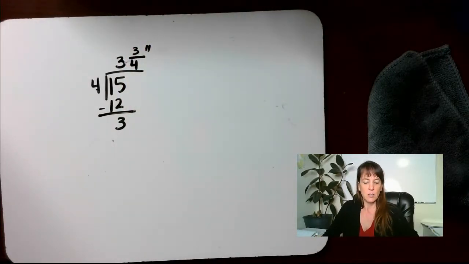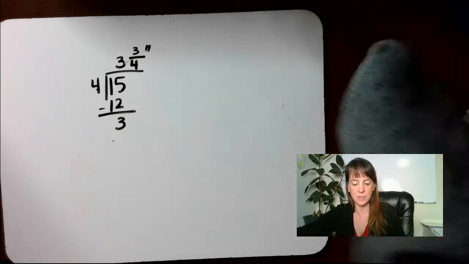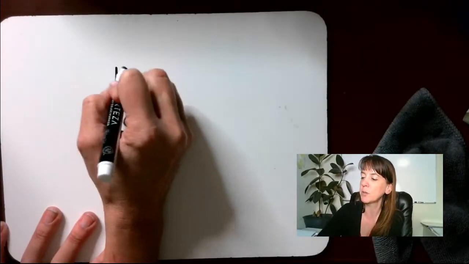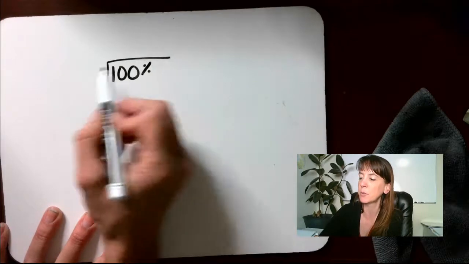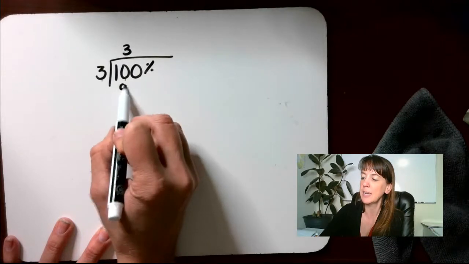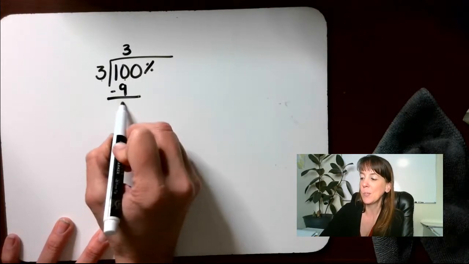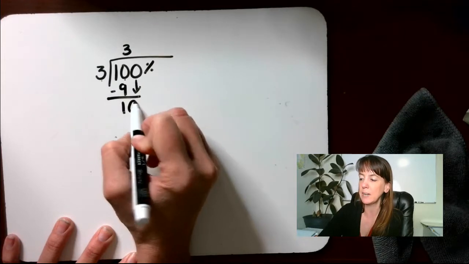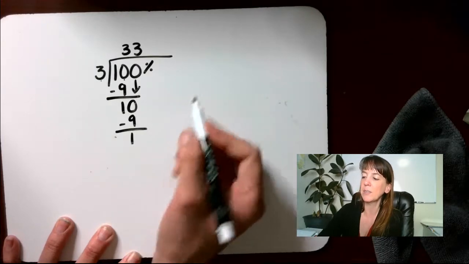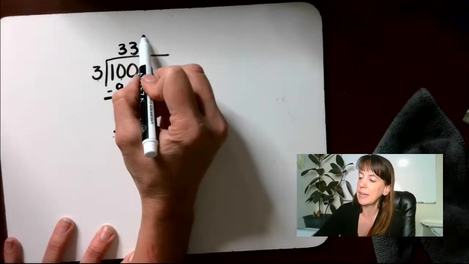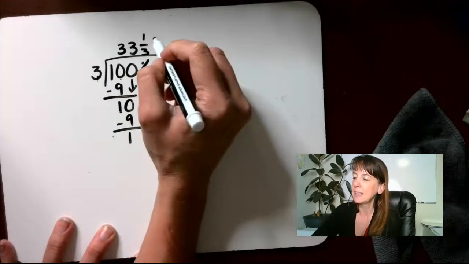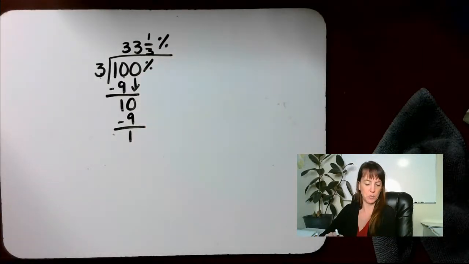Let's try another one. For number 2, a whole circle is 100% of a circle. 1/3 is what percent of a circle? Well, we're going to take 100% of a circle and divide it into 3 sections. 3 goes into 10 3 times. 3 times 3 is 9. Subtract, and we get 1, and when we subtract, we bring down. With a remainder of 1, we write that as 1 over whatever this number is. So our remainder over the divisor gives us 33 1/3%.